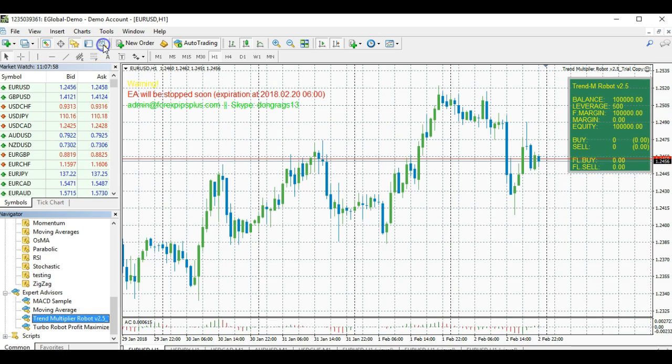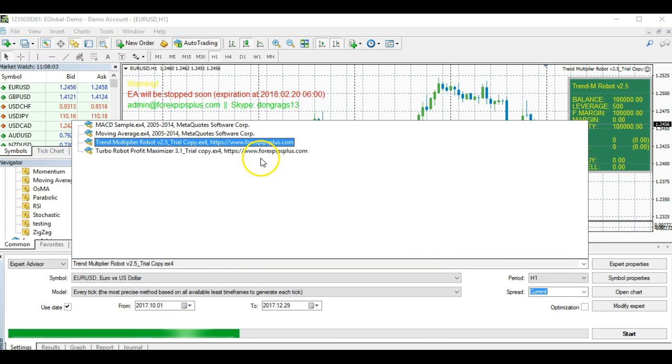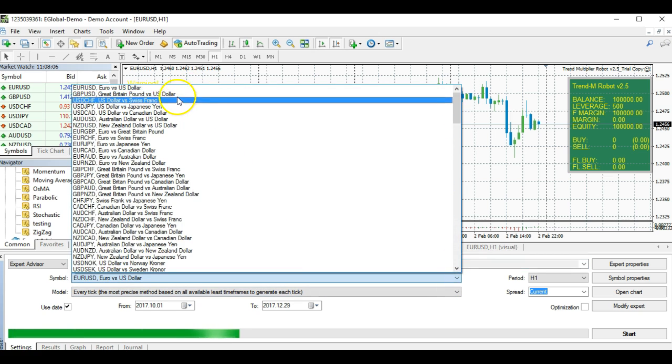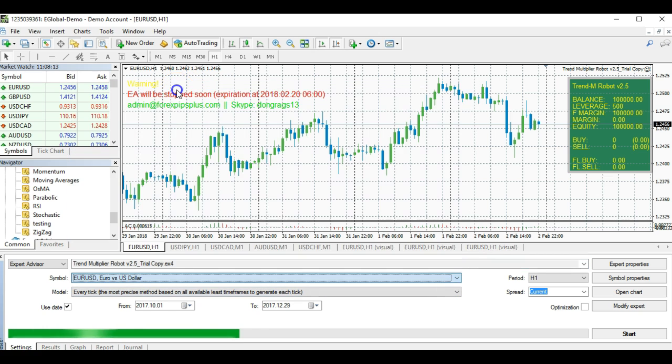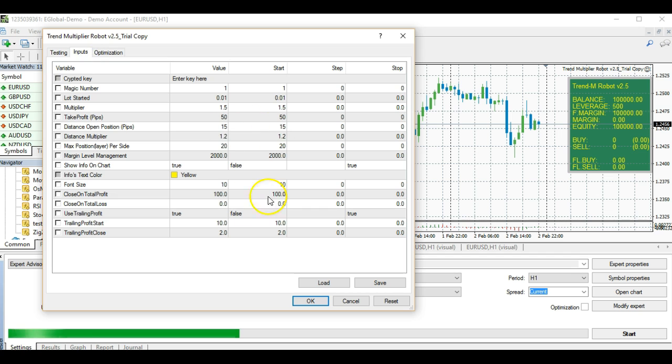All right, so we go to our tester. You click this tester over here, the strategy tester, and then you select your EA, your robot. We are using trend multiplier, and then our currency pair, we're using maybe Euro US dollar, it is up to you. Then you have to check that this is your expert properties, the one that we set just now. You can set how much your deposit is. So your inputs here we already done.